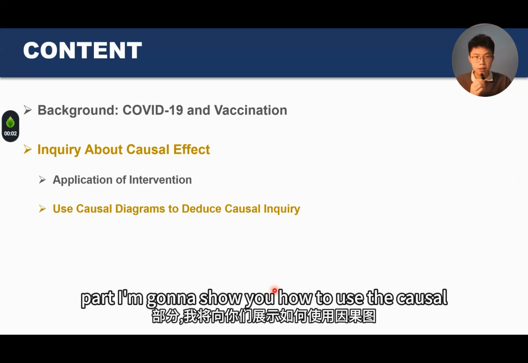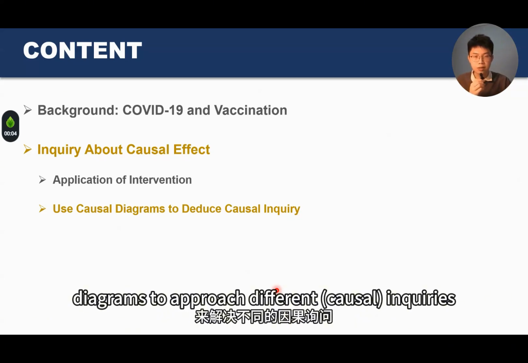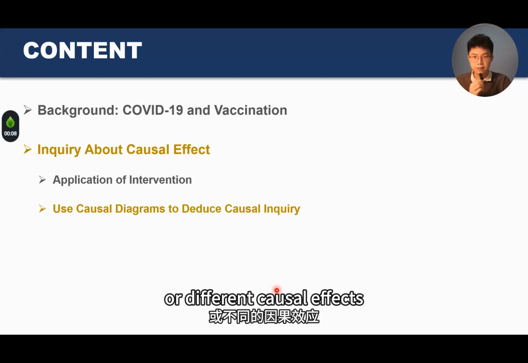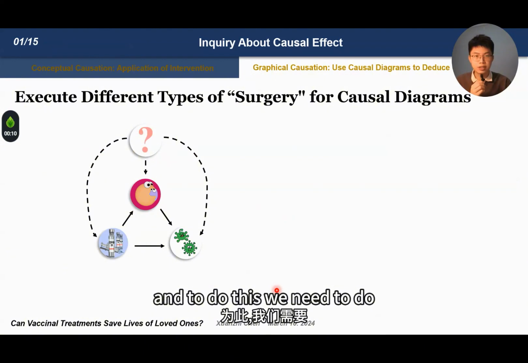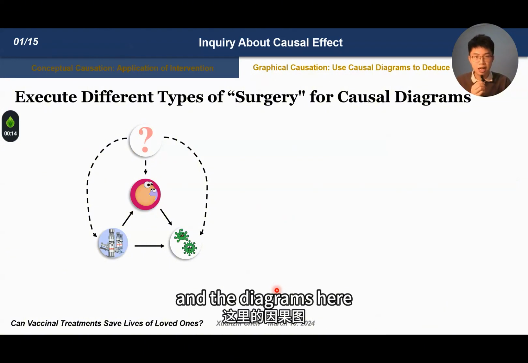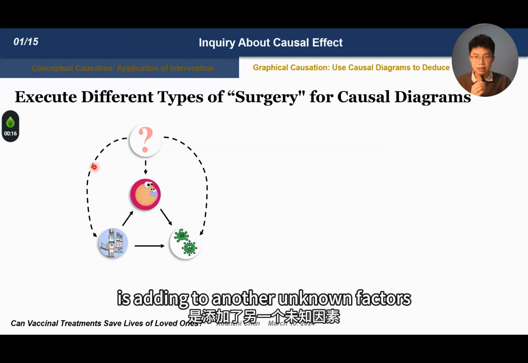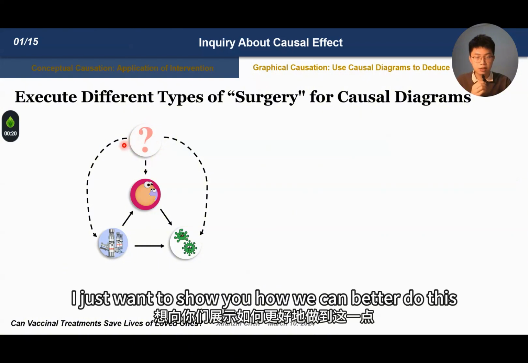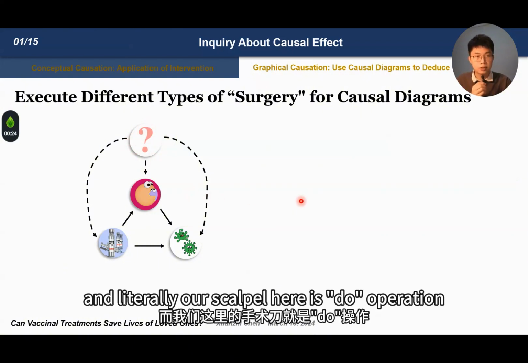In the last part, I'm going to show you how to use the causal diagrams to approach different inquiries or different causal effects. And to do this, we need to do some surgeries for our causal diagrams. The diagram here is adding another unknown factor, and I just want to show you how we can better do this. Literally, our scaffold here is the do operation.